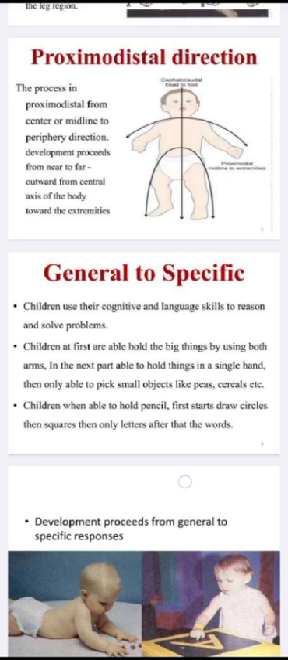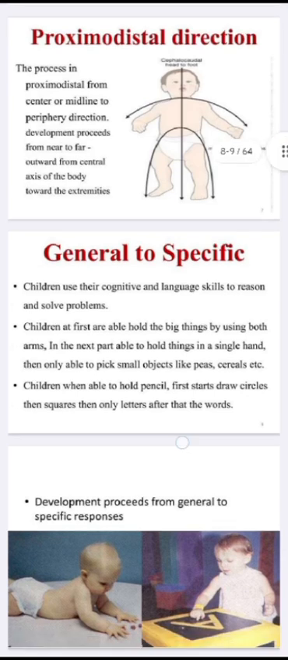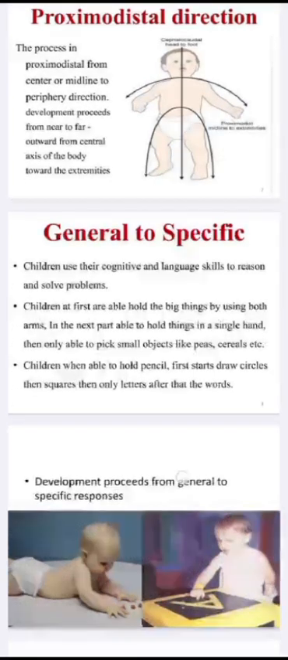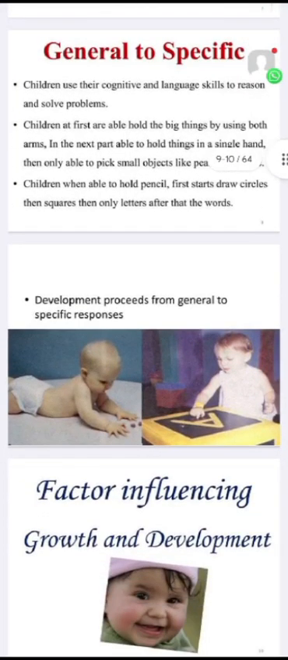Children use their cognitive and language skills to reason and solve problems. Children at first are able to hold big things by using both arms. In the next part, they are able to hold things in a single hand. Then only are they able to pick small objects like peas, cereals, etc. When children are able to hold a pencil, first they start to draw circles, then squares, then letters, after that words. So development proceeds from general to specific response.